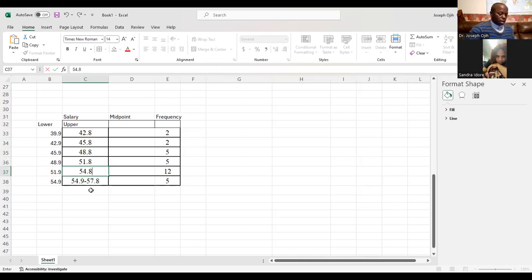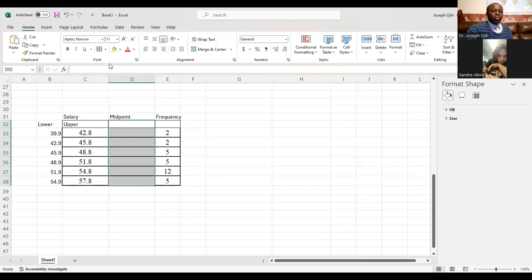And I got the last one, which is 57.8. Okay. So with this, we can find our midpoint here. I'm finding our midpoint. Remember, I put the line for it. Yes, I'm going to make it visible. So this is the midpoint. This is what we need.